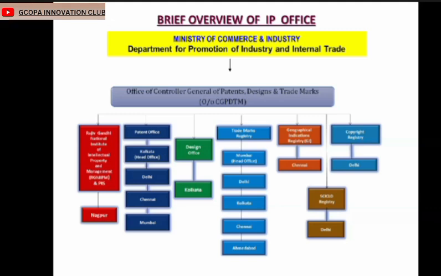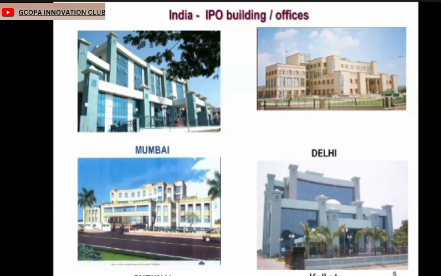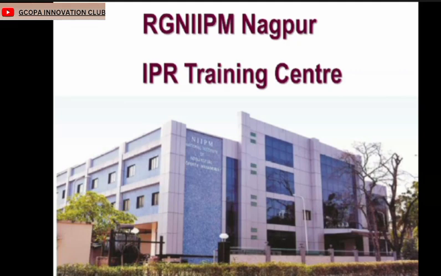Geographical Indications Registry is located at Chennai, and Semiconductor Integrated Circuit Layout Design Registry is available at Delhi. Apart from this, we have Copyright Registry again functioning from Delhi. These are the pictorial views of our official buildings located at different locations, that is Mumbai, Chennai, Kolkata. And this is a building of RGNIIPM Nagpur, which is centrally located in the country.